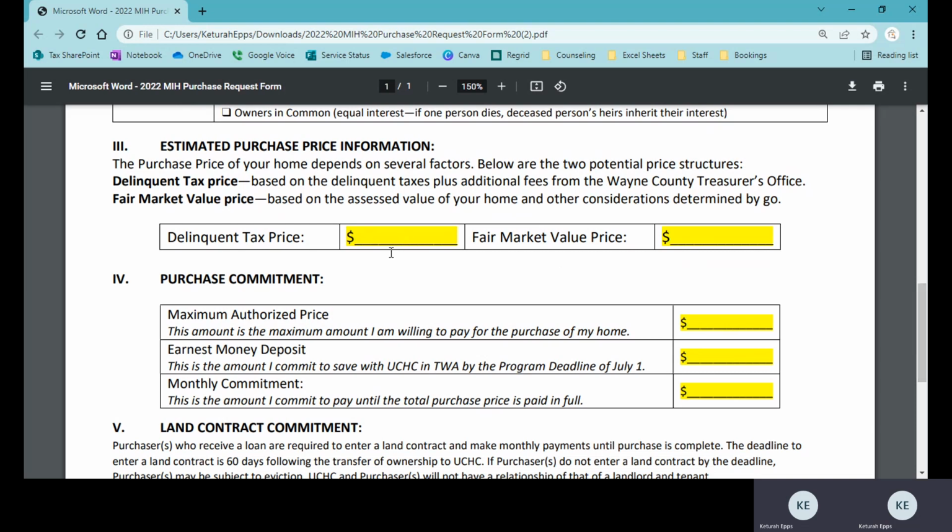Either you can have the delinquent tax price, which is going to be the cost of the delinquent taxes plus whatever fees the Wayne County Treasurer's Office assessed on your property for this year. Or it could be the fair market value price, which is an assessed value of your home, and some other considerations that are determined by the government, not by us at all.